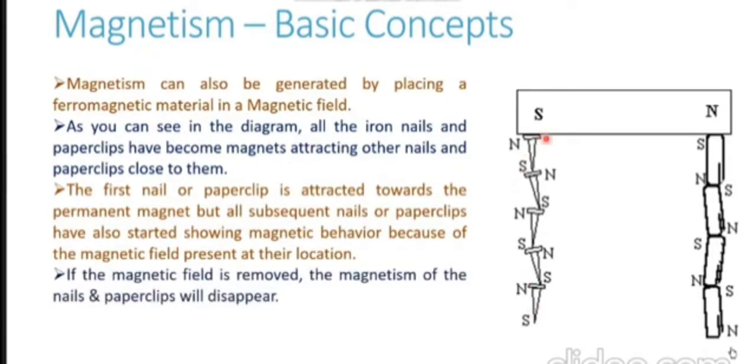If the magnetic field is removed, the magnetism of the nails as well as the paper clips is going to disappear and all the nails and paper clips are going to fall down. So this kind of magnetism is known as induced magnetism and it is generated by the presence of a magnetic field. If we place a ferromagnetic material in a magnetic field, it starts behaving like a magnet.